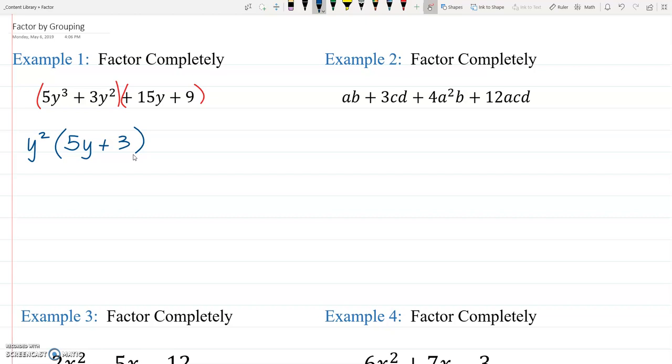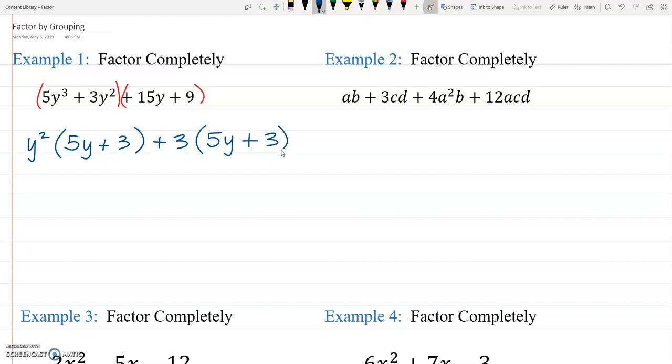Now I'm going to greatest common factor the second group. I can factor out a positive 3, because 3 can go into both of those. I can't factor out a y, though, because they both don't have a y. So I'm ready to write what I have left. When I take a 3 out of there, that would be 3 times 5 would give me 15, and my y is still there. And when I factor out this, I still got plus 3.